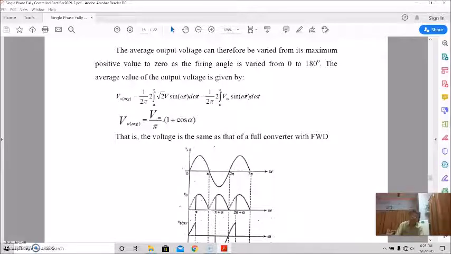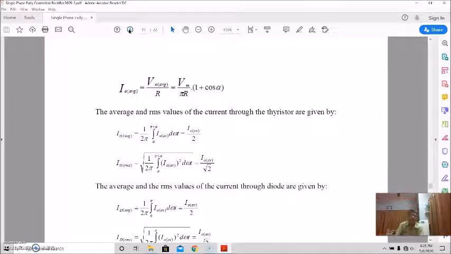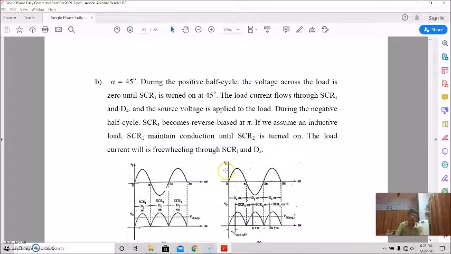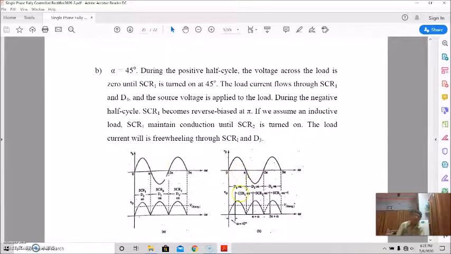Now again for the negative half, with alpha 0, it will conduct from here. So this waveform will be like this, and so on. Okay, so that is the case for alpha equal to 0. Now alpha is 45 degree. So what will happen? If alpha is 45 degree, the waveform pattern will be the same, but this portion will not appear.